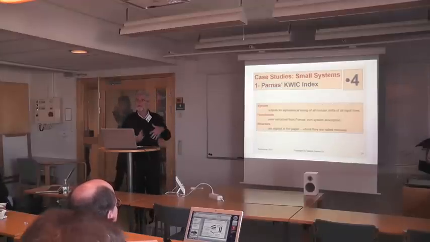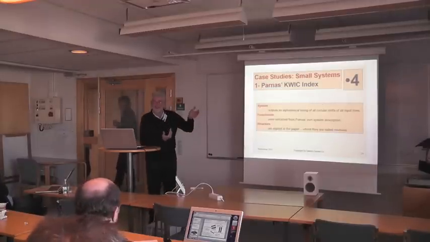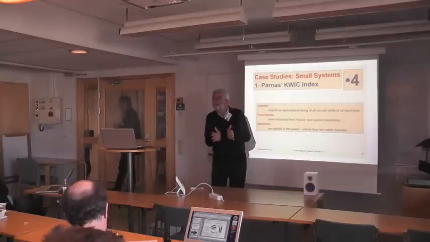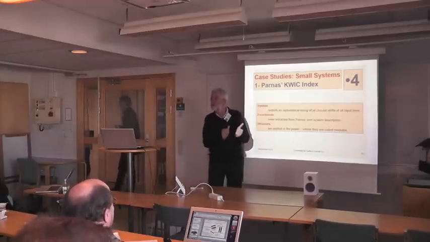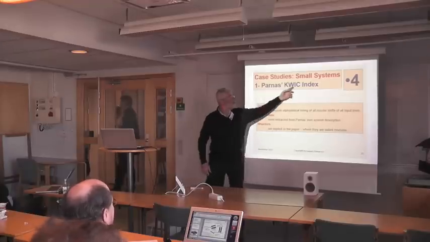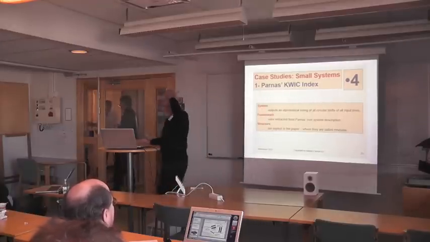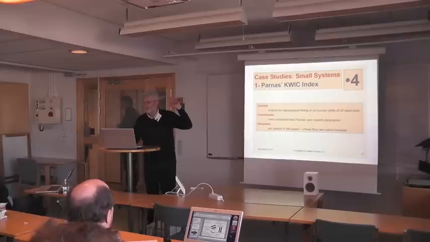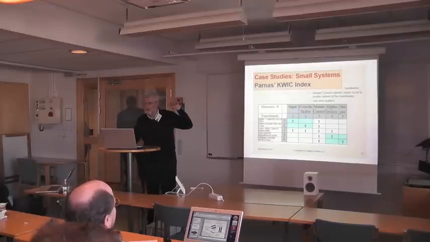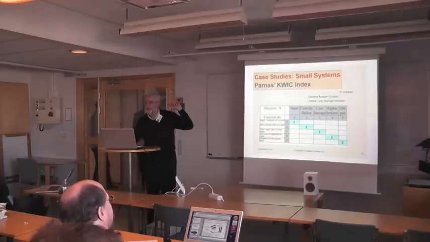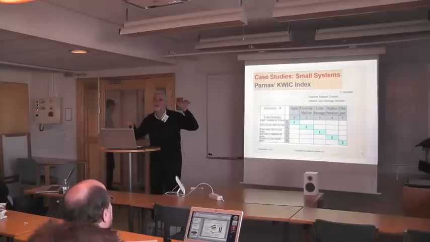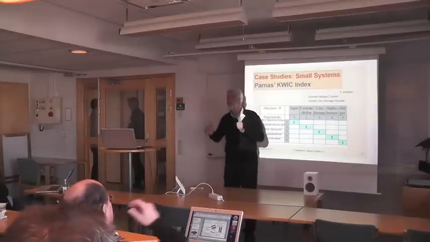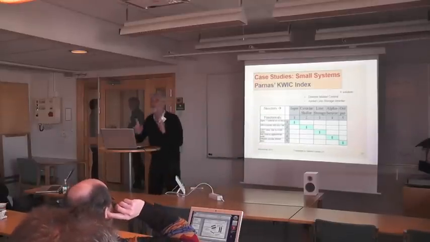In order to corroborate the theory, we wanted to show that canonical systems and real systems obey the theory. First one, Parnas's KWIC index. Parnas suggested two modularizations. Here is one. This is the second one. We calculate the diagonality of those matrices, and we get to the same conclusions as Parnas, formally.